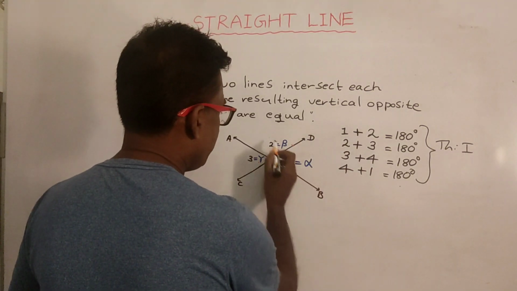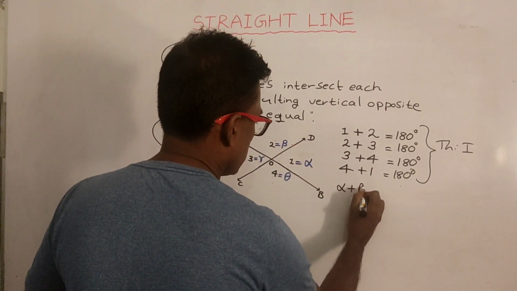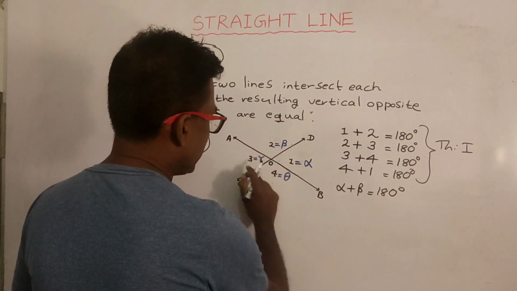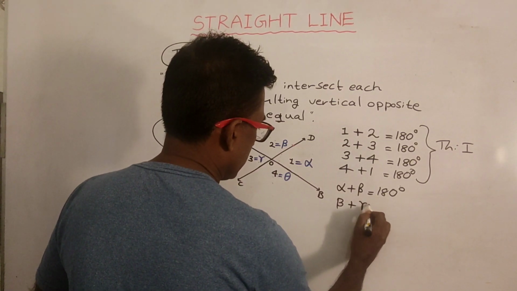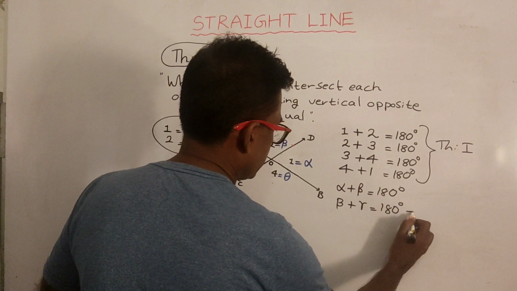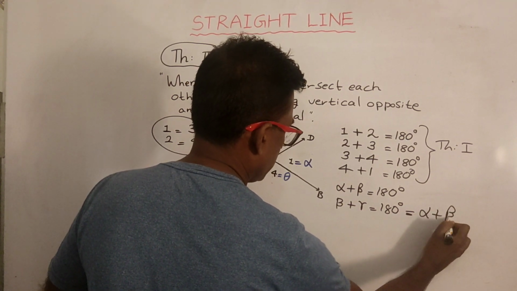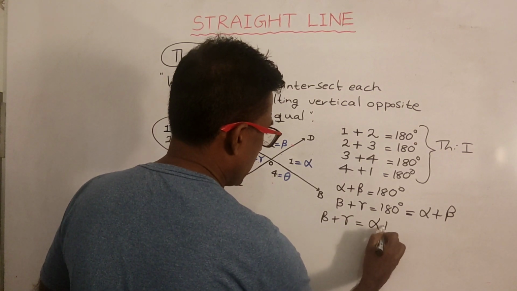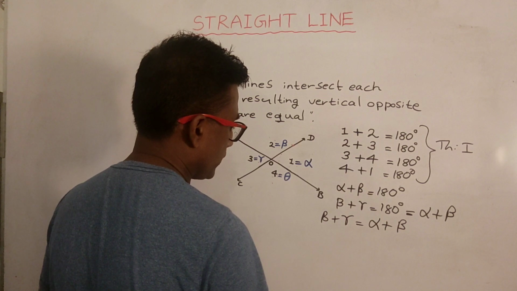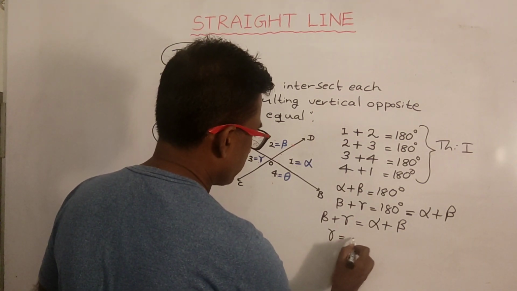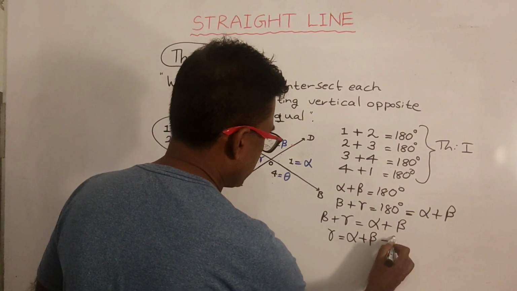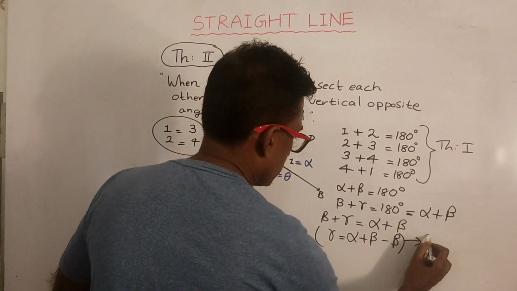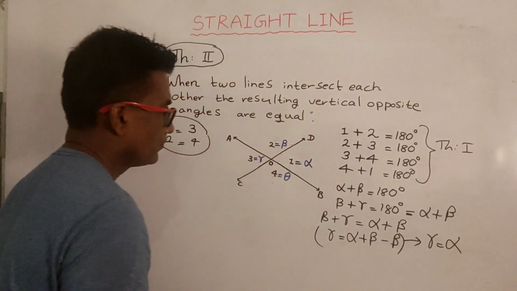Now we know alpha and beta are 180 degrees. Beta and gamma, they are also 180 degrees, which is equal to alpha and beta. So beta plus gamma is equal to alpha plus beta. Okay, so gamma is going to be equal to alpha plus beta minus beta, which implies that gamma is equal to alpha.